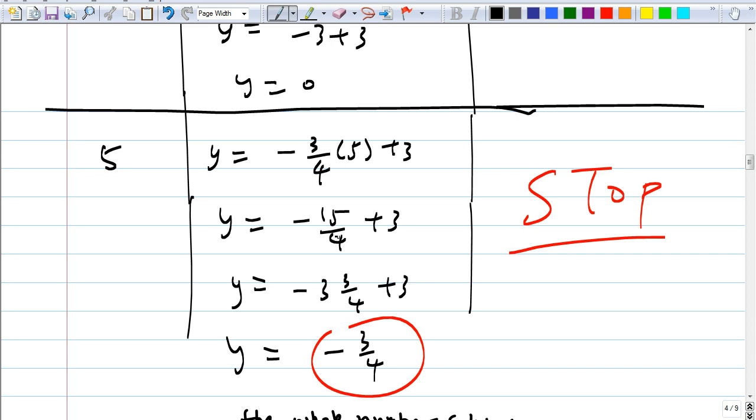So how do we write the solution? How many solutions have we found that are whole numbers? Kyle, can you tell me what those are?